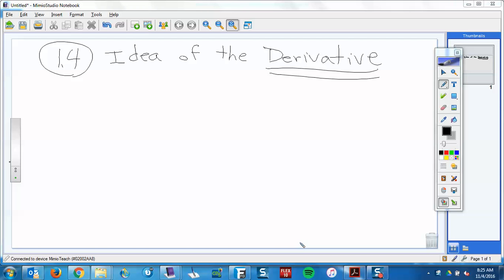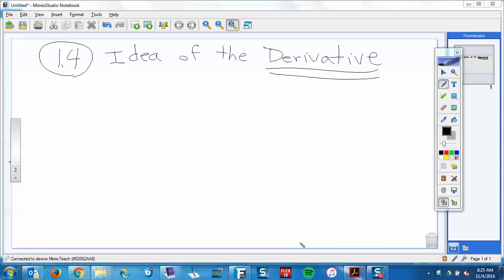Right, so the idea of the derivative. If we look at the very bottom of page 25, it says a derivative is one of the two most important concepts in calculus. We'll devote much time and effort to derivatives.